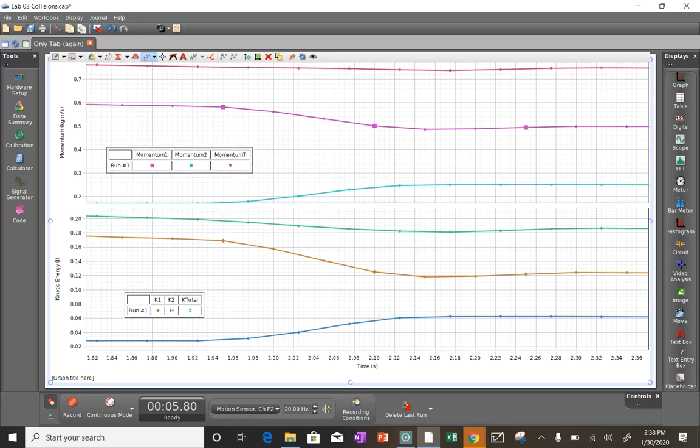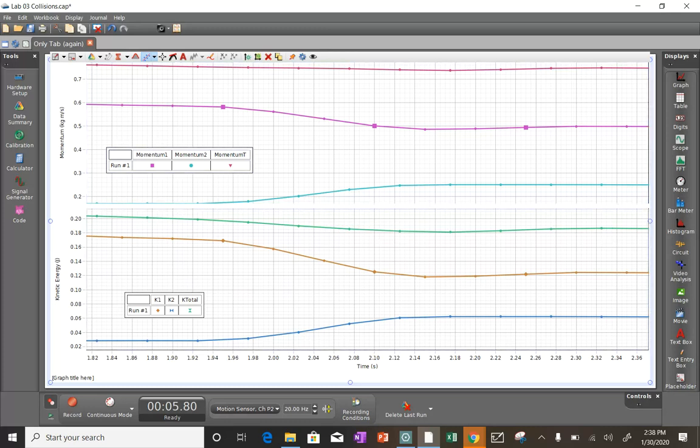All right, so if we look at the momentum graph, does that total momentum, the red line, look about constant? Yes, so I'm going to say yes, momentum is conserved. Does the green line here look about constant? I'm going to go with no, because it started up here around 0.2 and then it dipped, and then it was kind of level again afterward.